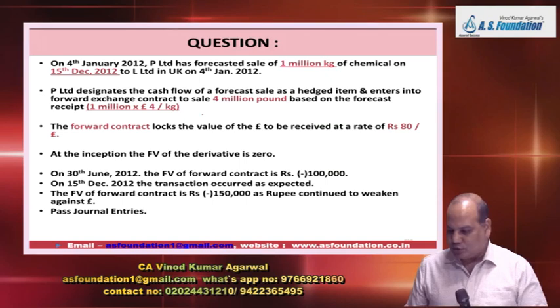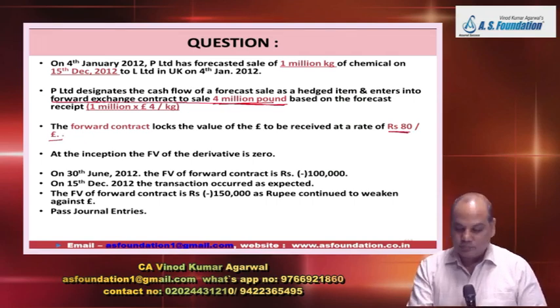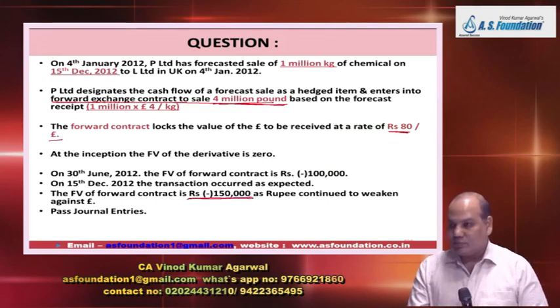Today I am going to ask you a question. You have entered into a forward contract to sell 4 million pound. Is it right? At what rate? 80 rupees per pound. And on the expiry date, the value of the forward contract is minus 1,50,000. Which means the exchange rate on 15 December was how much?